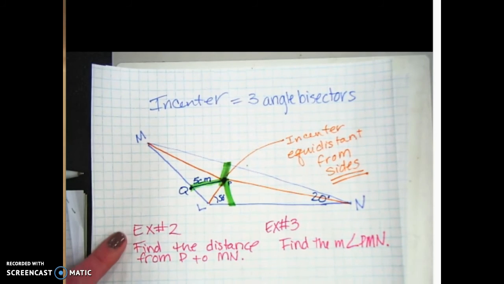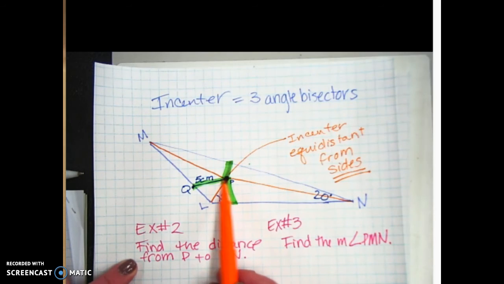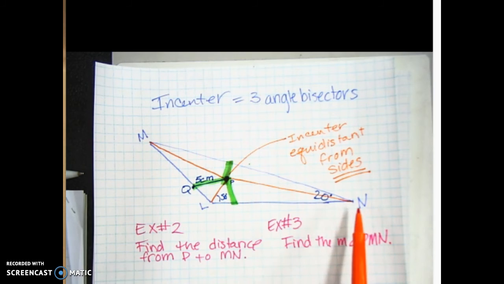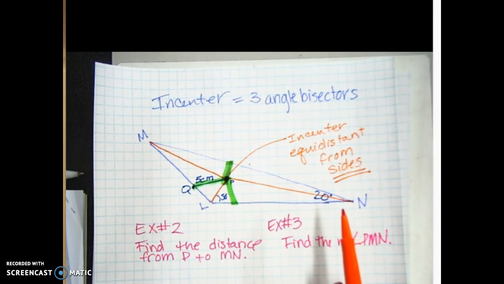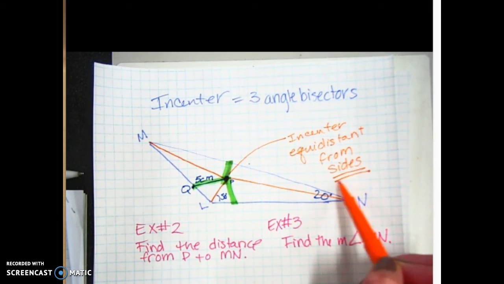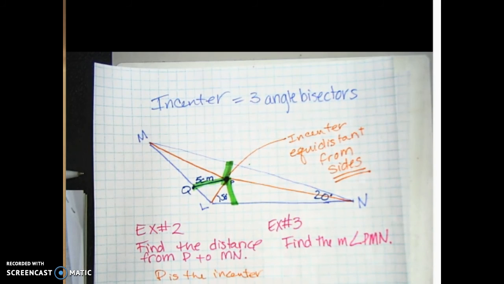All right, so example number 2 says, find the distance from P to MN. Okay, so here's P, it's our in-center. We want to know how far away it is from MN. It looks like it should be super complicated, but this is a super, super easy question. Why? Because this in-center is equidistant from all the sides. So if P is the in-center, then all 3 of those are equal.